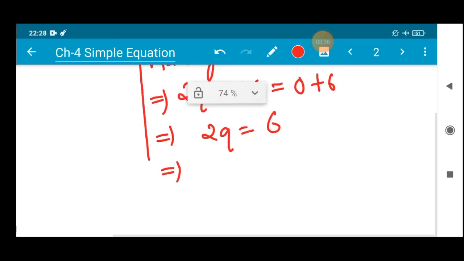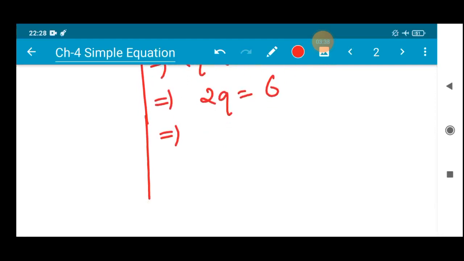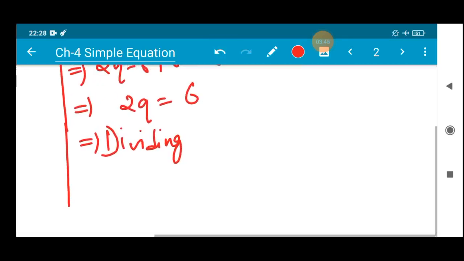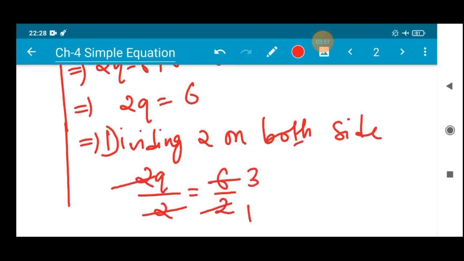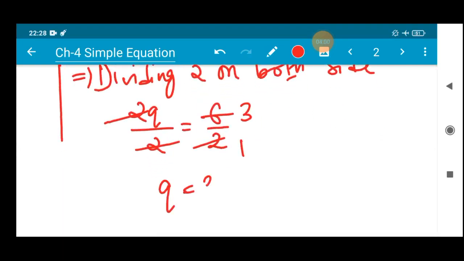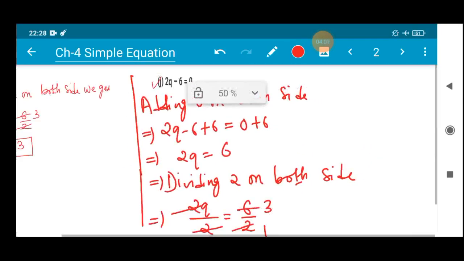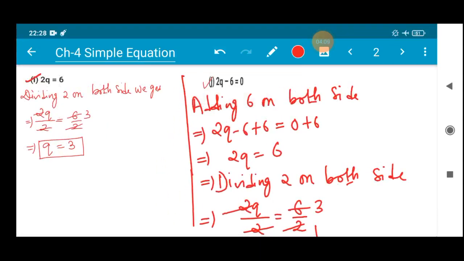Now as you can see, the variable's coefficient is multiplied with 2, so let us divide 2 on both sides. We will be getting 2q by 2 is equal to 6 divided by 2. The 2s get cancelled, 2 1s are 2, 2 3s are 6, hence the value of q is 3. Right, very simple. So I hope you people have understood this. This is the process of solving this type of question.